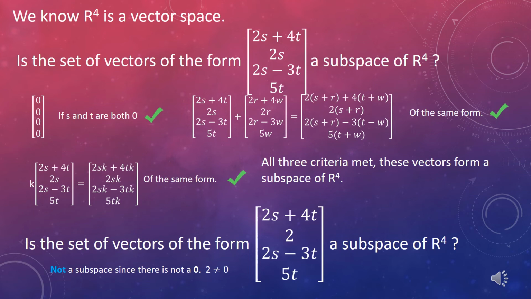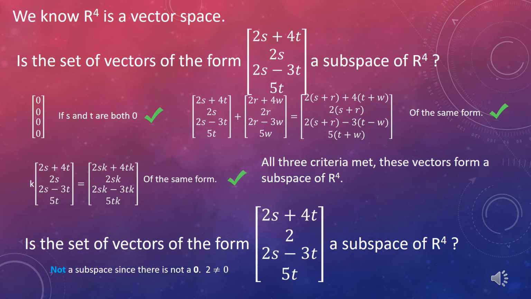In this example, we're going to imagine vectors in the 4th dimension of the form: 2s plus 4t for the first item, then the second item in the vector is 2s, the third item is 2s minus 3t, and the fourth one is 5t. The s's have to be the same and the t's have to be the same. Otherwise, I would have used different letters.